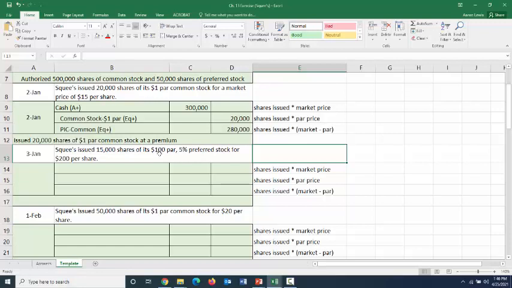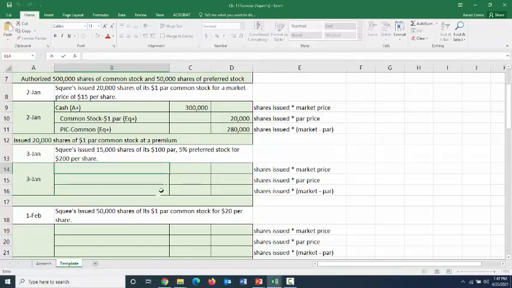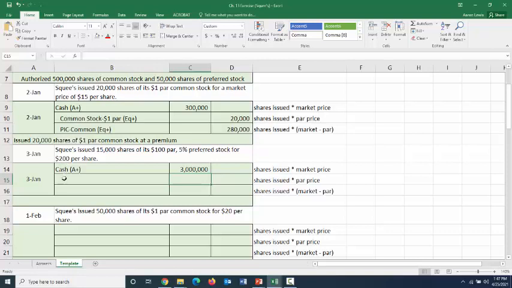But what we do need to know is, even though $100 is the par, what price are we actually issuing these shares for? And we are issuing these shares for a market price of $200 per share. So on January 3rd, when we record this entry, the setup is going to look just like our previous entry up here. We are going to debit cash for the actual amount we are receiving by issuing these preferred shares, and to find that, you take your number of shares issued times the market price you are issuing for. We're issuing 15,000 shares, and the market price that we are issuing them for is $200, which means we are bringing in $3 million from the issuance of this preferred stock.